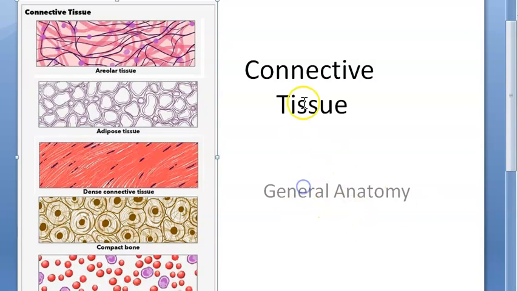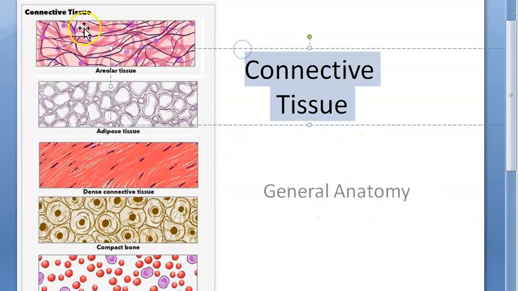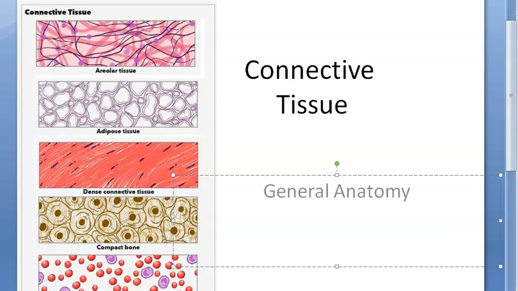Hello people, in this video we are looking at this general anatomy topic, connective tissue. Basically, what is tissue first of all? It's a group of cells, right? Which have similar structure or function. That is tissue, a group of cells.